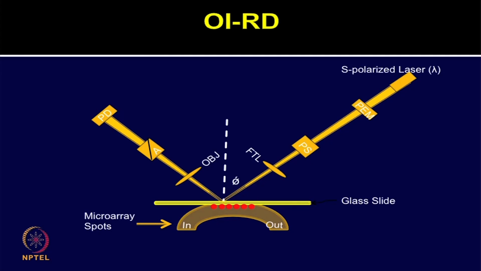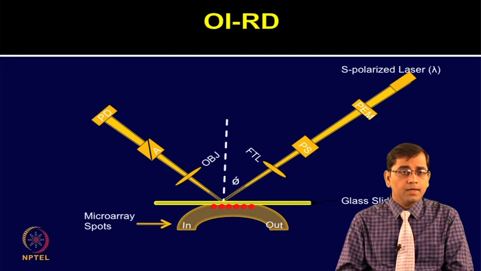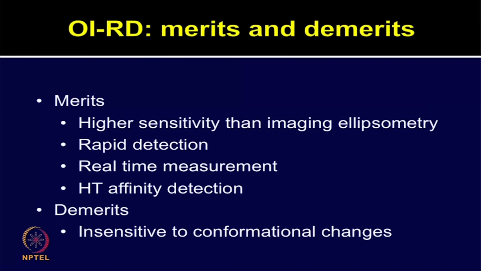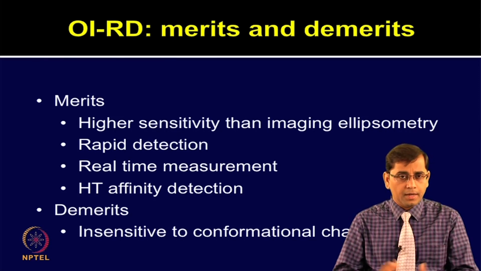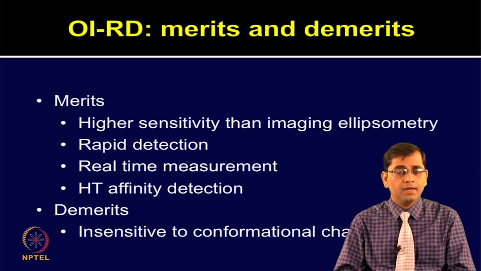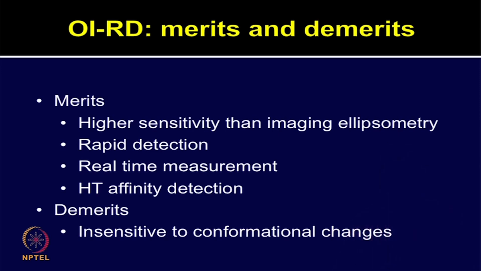In this slide, I have shown you the configuration of OIRD. In the scanning OIRD microscope, the X scan is performed by moving the sample holding stage, and Y scan is performed by a combination of rotating mirror and theta lens. The sample is coated on the glass slide, which is directly in contact with the fluidic system. The OIRD platform is more sensitive than imaging ellipsometry. It provides a rapid and high throughput affinity detection system with real time measurement and detection, whereas its demerit involves insensitivity to conformational changes.